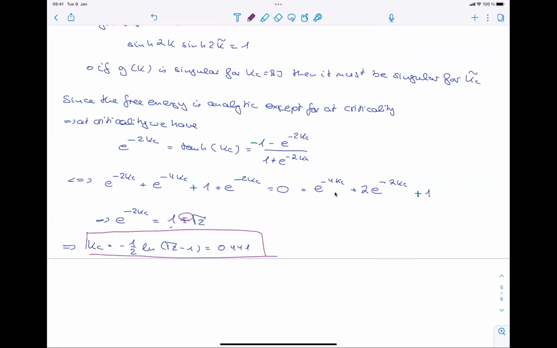And this is indeed the critical temperature. Now remember that Kc is J over beta Tc. So it works.